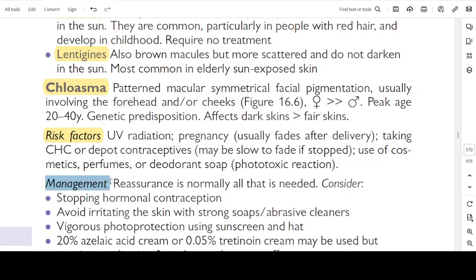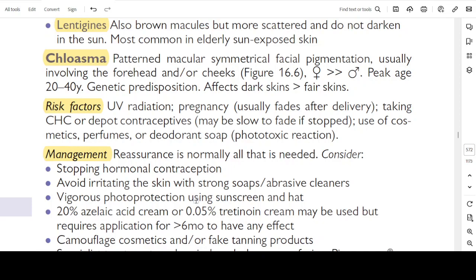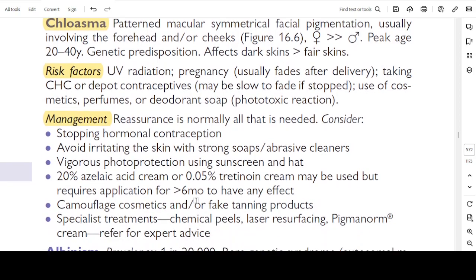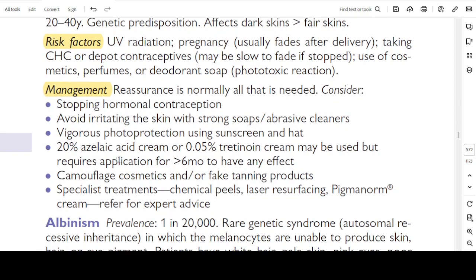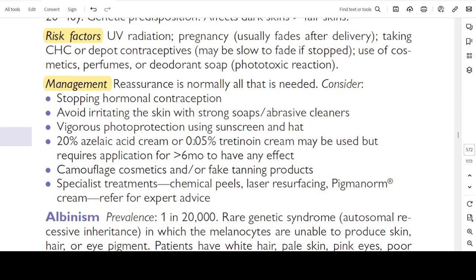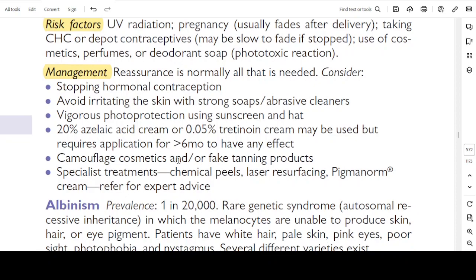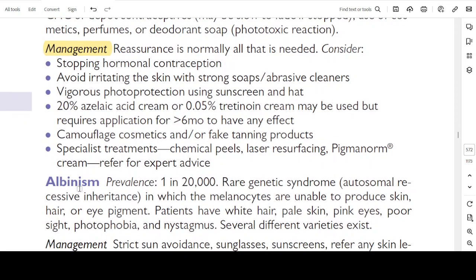Management. Reassurance is normally all that is needed. Consider stopping hormonal contraception. Avoid irritating the skin with strong soaps and abrasive cleaners. Vigorous photoprotection using sunscreen and a hat. 20% azelaic acid cream or 0.05% tretinoin cream may be used but requires application for more than 6 months to have any effect. Camouflage cosmetics or fake tanning products. Specialist treatments: chemical peels, laser resurfacing, and pigmanorm cream. Refer for expert advice.